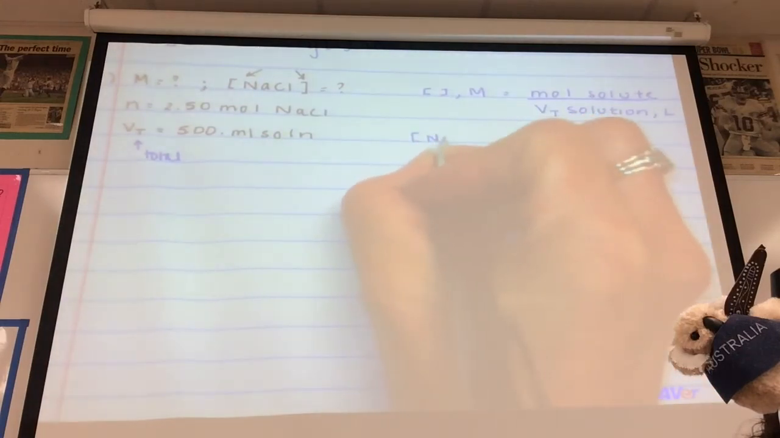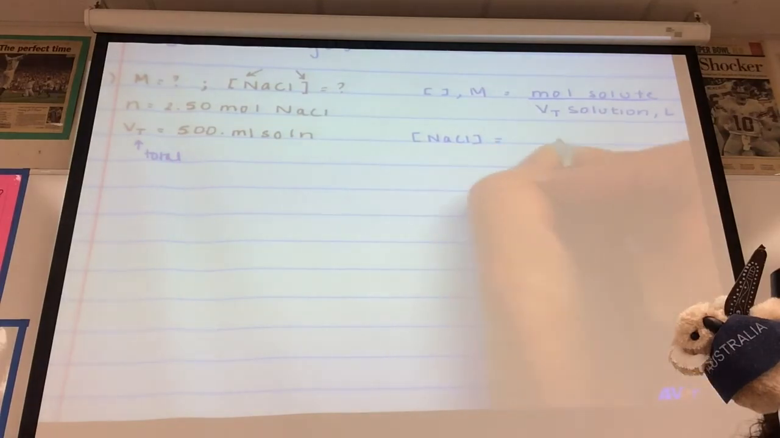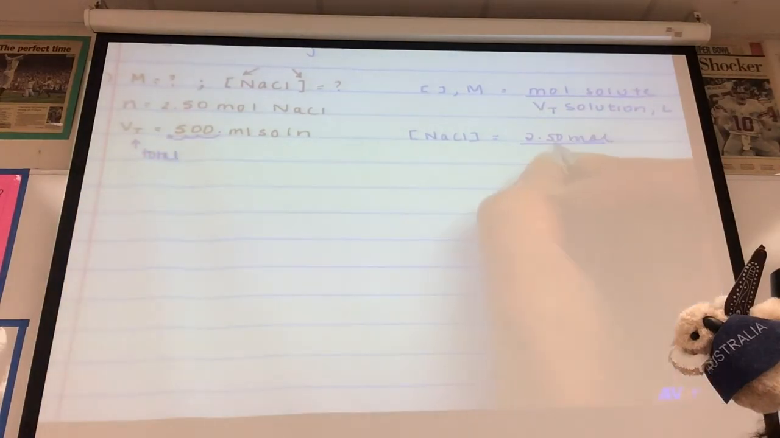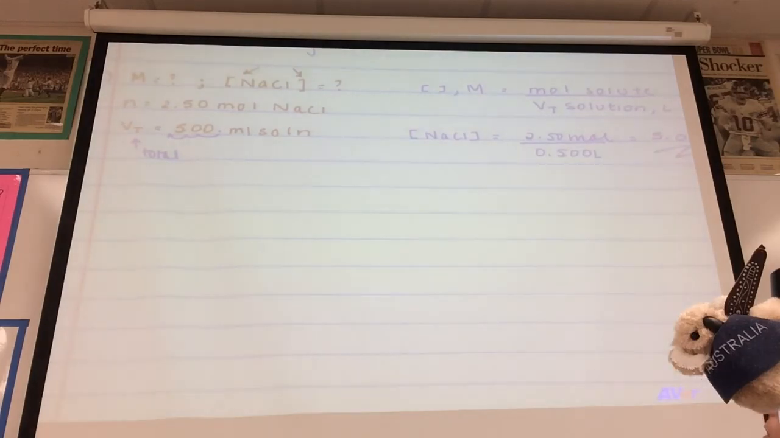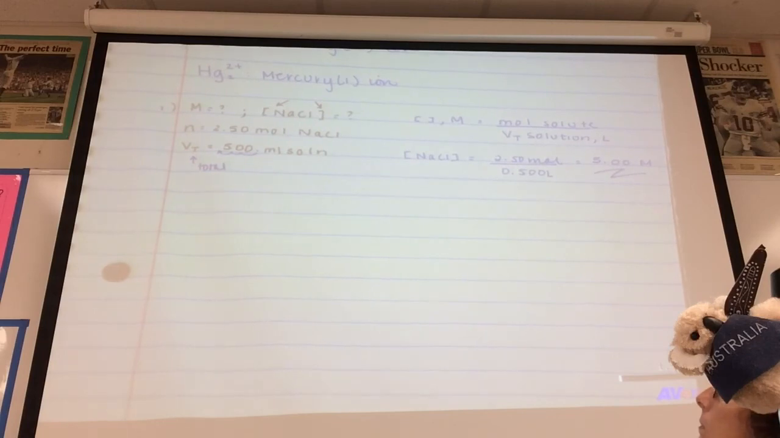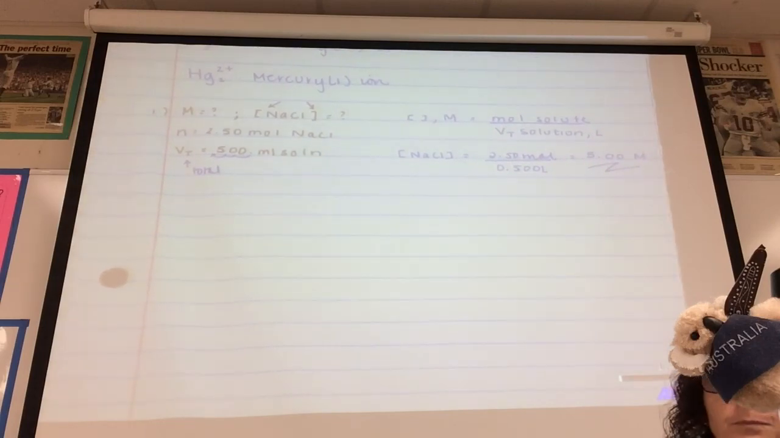So the concentration of sodium chloride, in this case molarity, is 2.50 moles over, I need this in liters and this is in mL. I'm going to move the decimal 3 to the left, which some of you were confused on your quiz. We need to fix that. And that is equal to 5 molar. That's our concentration of the sodium chloride. And that's as easy as it gets.